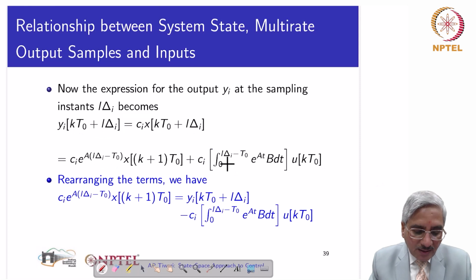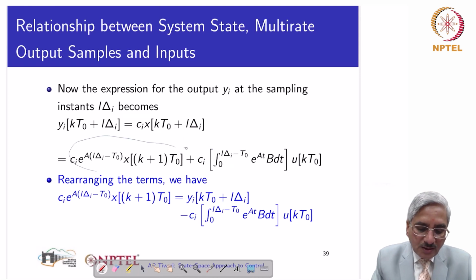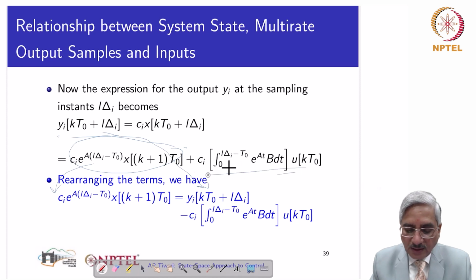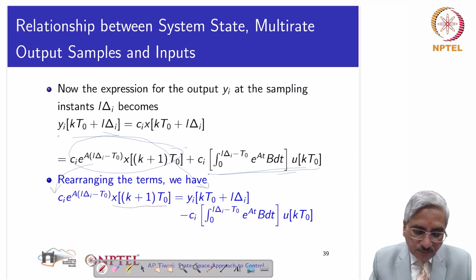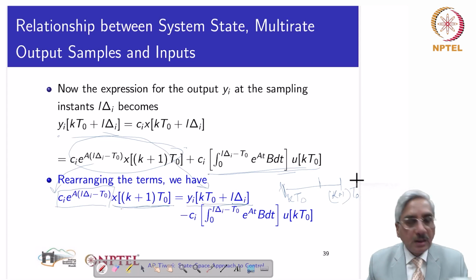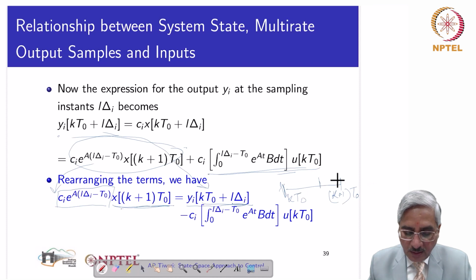So we can rearrange the terms, and what we are doing is we are bringing this on the left and we are bringing this output on the right, and of course this will become with the minus sign. So essentially this is going on the left and then we are interchanging the sides. So the state x((k+1)T0) pre-multiplied by C_i e^(a(L delta I minus T0)) will be y_i at the instant kT0 plus L delta I, somewhere in between kT0 and (k+1)T0. So this is somewhere here in between the sampling instants, minus this thing which is written here.